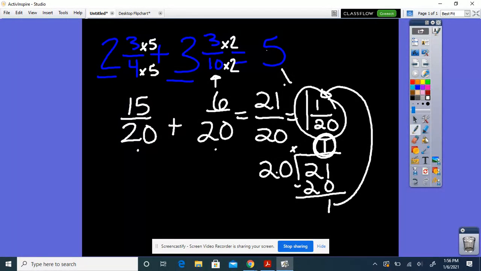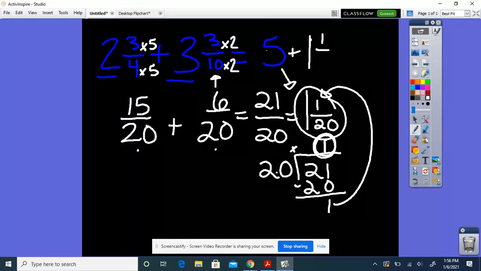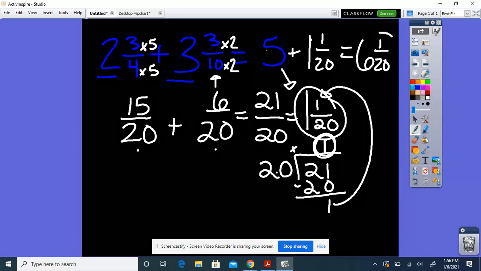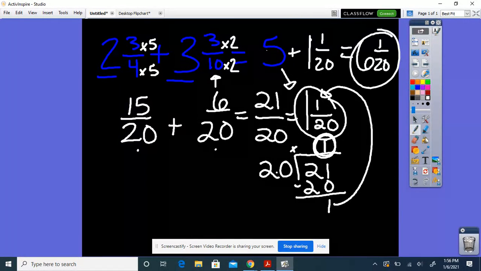But don't forget this 5 right here. We just need to combine those. So now we have 6 and 1/20. And that 1/20 cannot be simplified. So that would be our answer. There were a few steps to this one. It's really important to know the skill of turning an improper fraction into a mixed number, as well as a mixed number into an improper fraction. And it's really important to know how to simplify fractions.